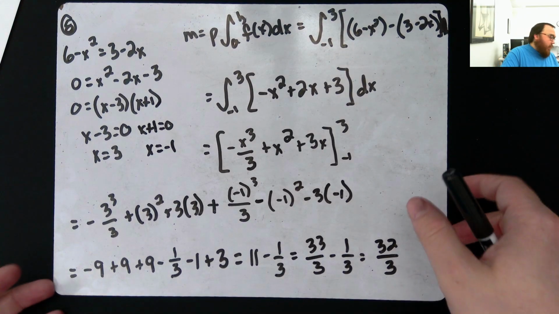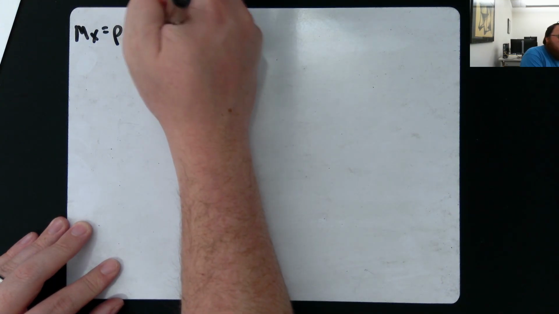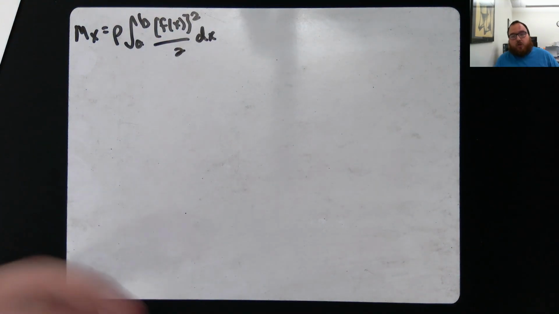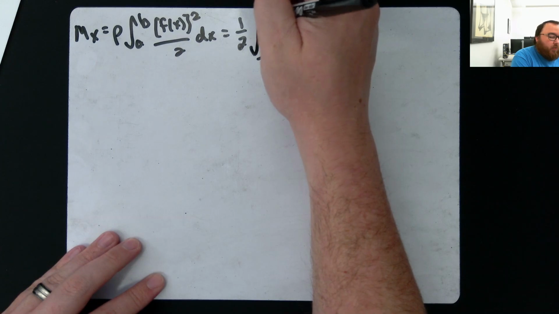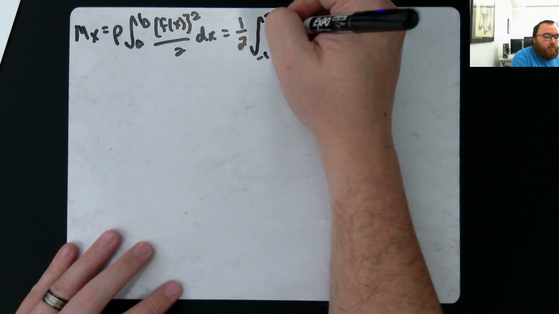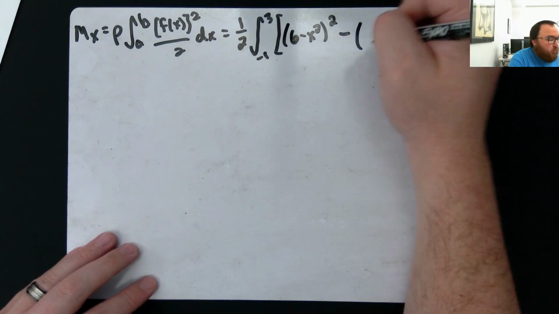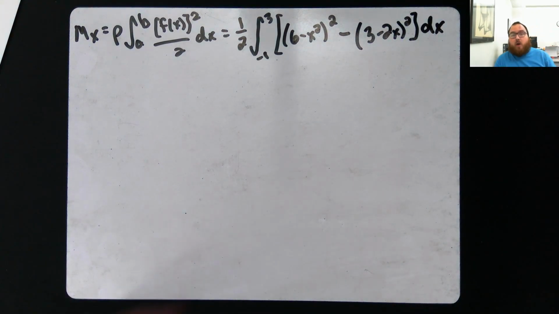Now I've got to find the moment about x. So moment about x, remember that's rho, integral a to b, the function squared over 2 dx. Since it's over 2, I can bring out a 1/2. So 1/2 integral. My bounds are -1 to 3. Do my top one first. My top graph was 6 minus x squared, minus, do the bottom graph, which was 3 minus 2x. We've got to square both of those. Remember, squaring means I write it twice, right?